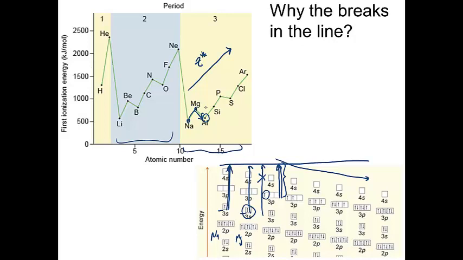Now when we go from aluminum to silicon to phosphorus, each electron is coming from the same kind of orbital. Those orbitals are getting lower in energy as you go to the right, and so we see this increase in the amount of energy required.